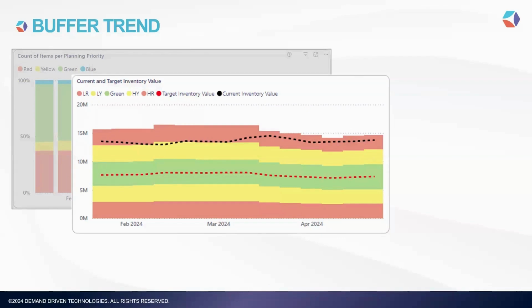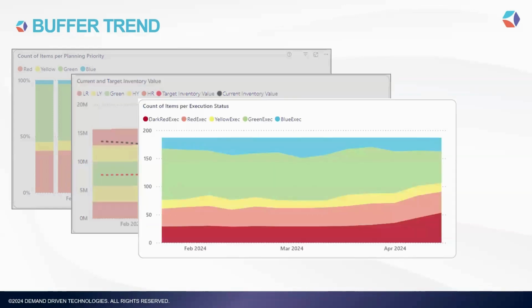So this is tracking your inventory. You've got your current inventory that's in the black. You've got your target in the red. Are you getting closer to that target, or are you getting further away? So current inventory value, why am I living in the too much area? Hover over any of these sections, you'll get the daily detail data.